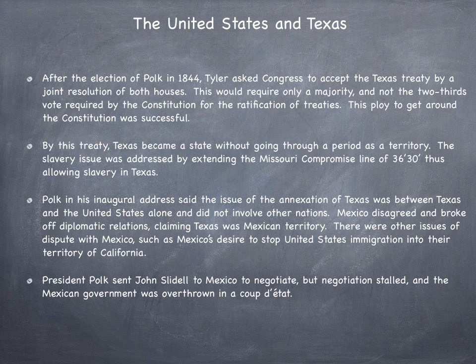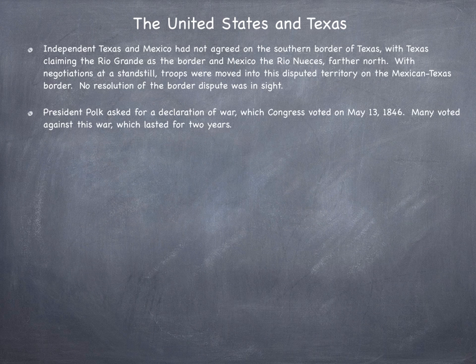President Polk sent John Slidell to Mexico to negotiate, but negotiations stalled and the Mexican government was overthrown in a coup d'etat. Independent Texas and Mexico had not agreed on the southern border of Texas, with Texas claiming the Rio Grande as the border, and Mexico, the Rio Nueces, farther north, with negotiations at a standstill. Troops were moved into this disputed territory on the Mexican-Texas border. No resolution of the border dispute was in sight. President Polk asked for a declaration of war, which Congress voted on May 13, 1846. Many voted against this war, which ultimately lasted for two years.